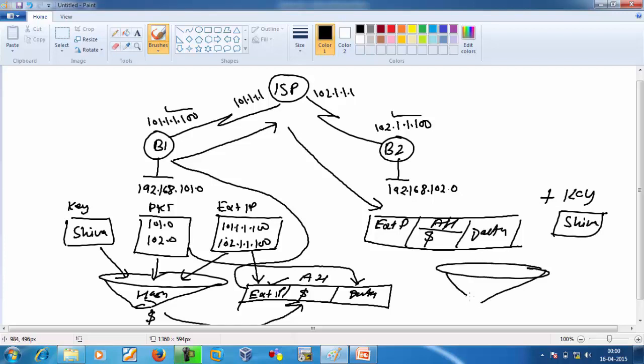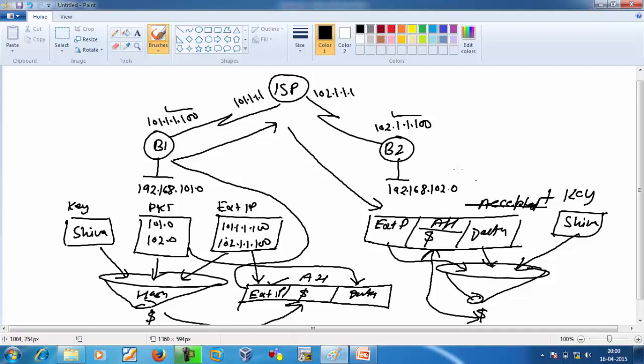Okay, the same thing it will do. It will add the key, it will add the data, and it will add the external IP. Same, it will get a hash value. If nothing has been changed, then the sender hash and responder hash will match. If the hash matches, then it will be accepted, otherwise it will be dropped here.